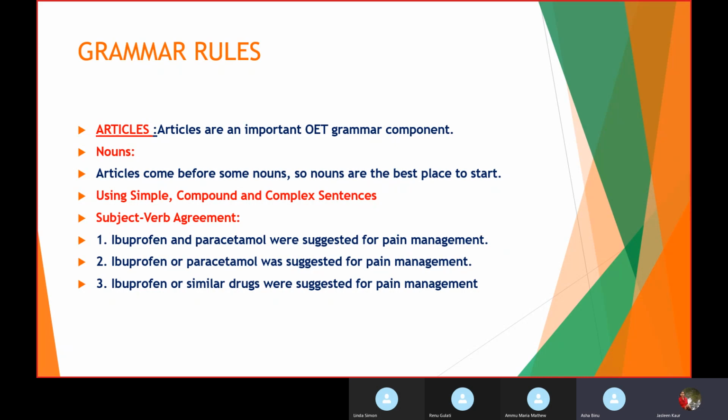That's what I'm trying to tell you guys. Please listen carefully. Those who were telling me it is correct, it's wrong. So if I say the third one, ibuprofen or similar drugs were, the verb 'were' is next to 'similar drugs', which is plural. So I will always consider the nearest one, and I will use 'were'. But if similar drugs is written first and then ibuprofen, ibuprofen is singular, so I will write 'was suggested for pain management'.